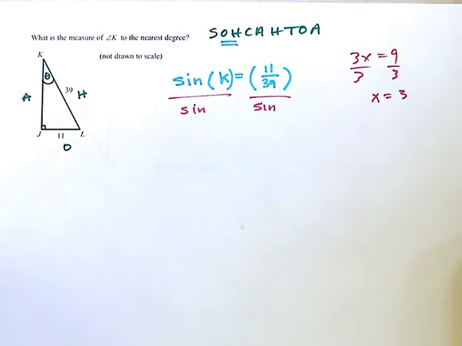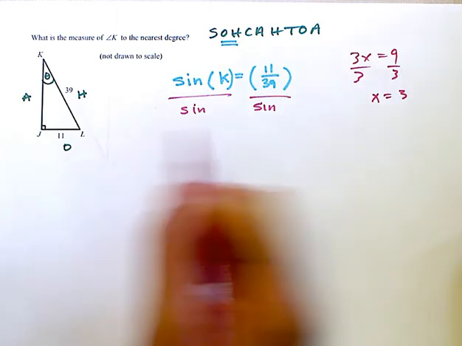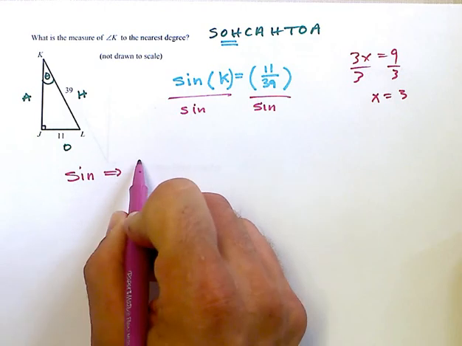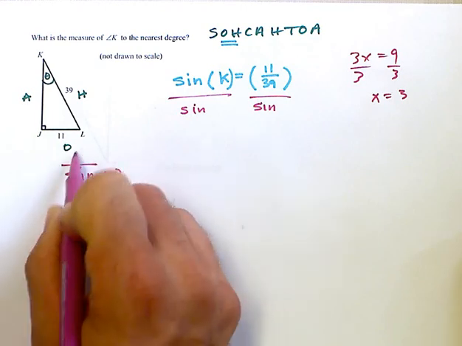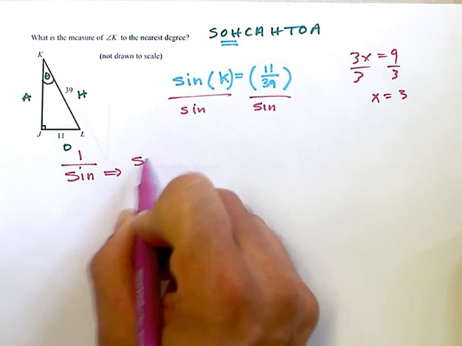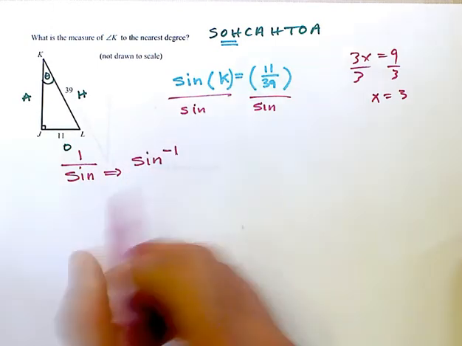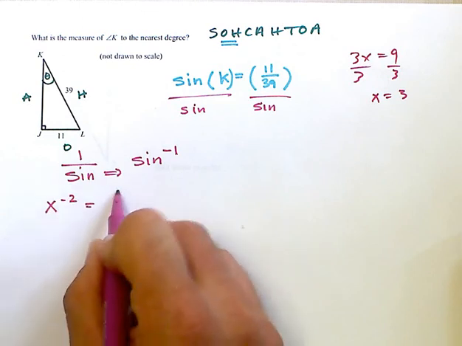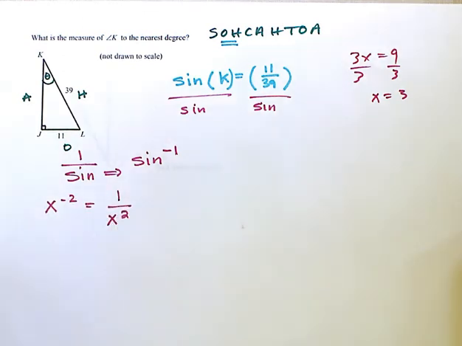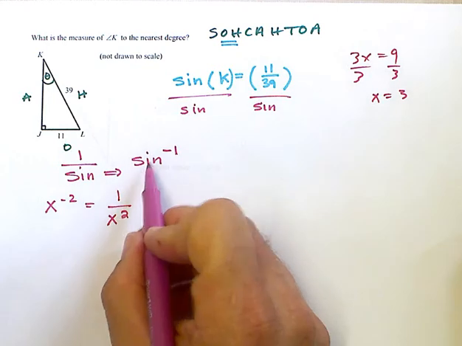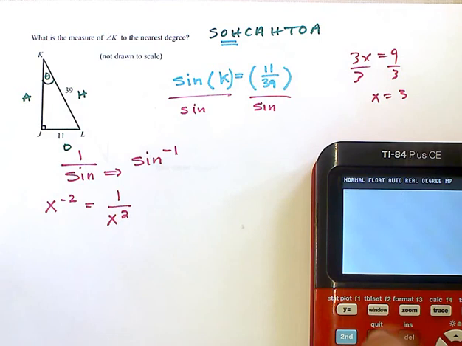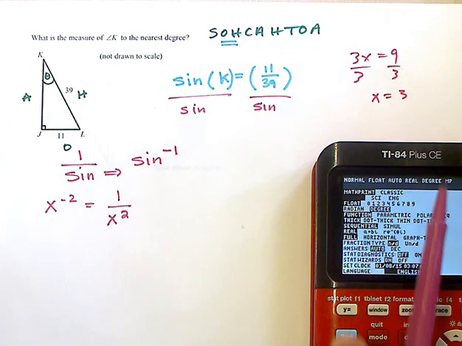Now, one thing you could know is that dividing by sine, or 1 over sine, can also be written as sine to the negative 1. This is an exponential rule. Basically, x to the negative 2 is written as 1 over x squared. It's an inverse, so what you're doing is multiplying by an inverse. So what you'll do is, on a calculator, make sure again that you're in degree mode and not radian. That'll change some of your answers.